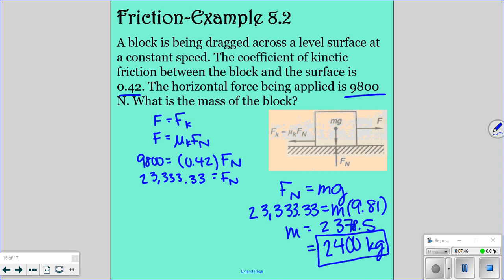So you basically just have to look at the picture and use the formulas that they give you. They're not terribly difficult. They're just trying to get you to get used to setting forces equal to each other that are in opposite directions.